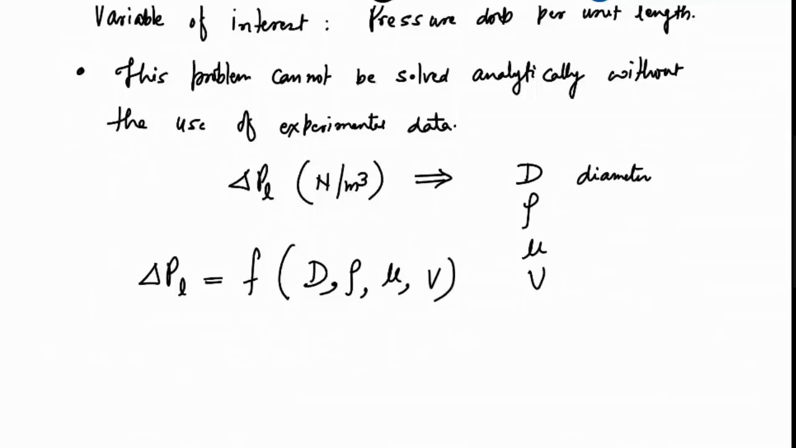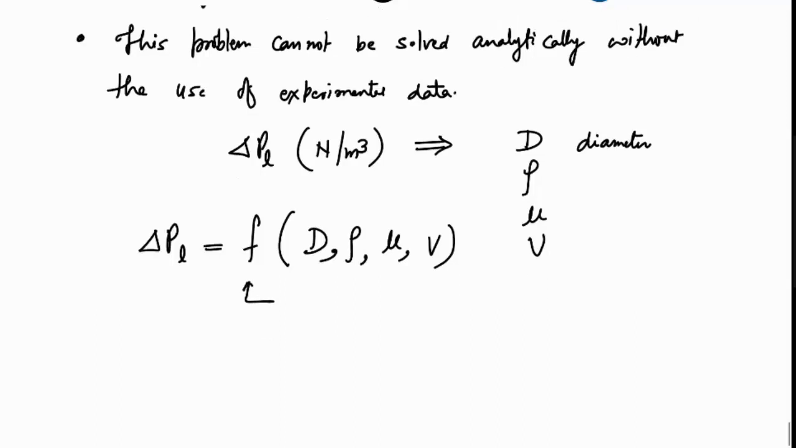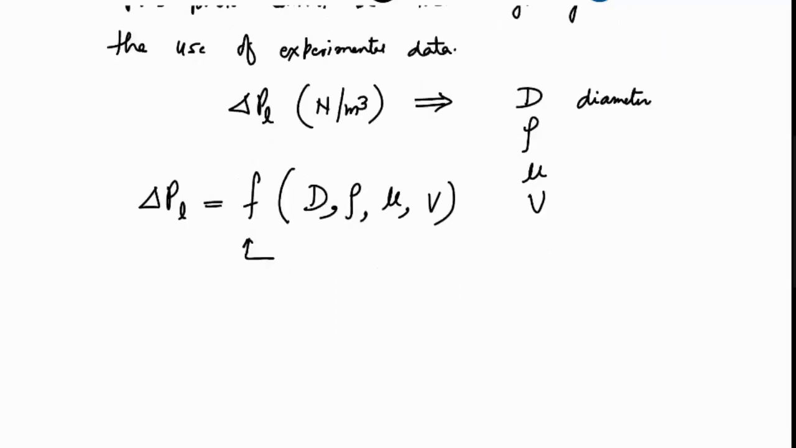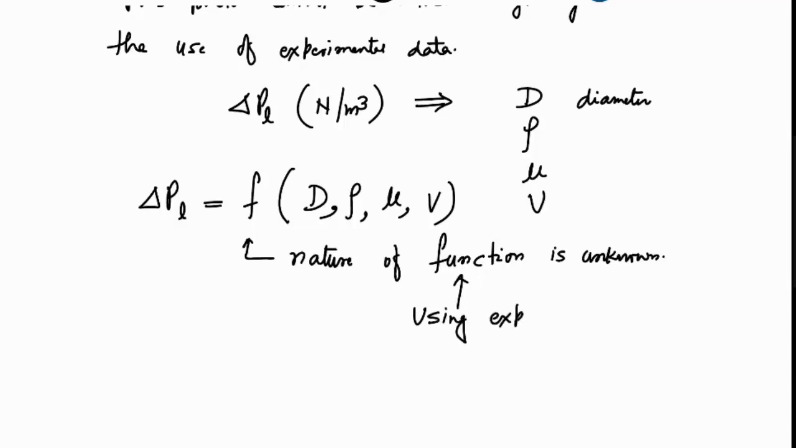And moreover, the nature of this function is unknown. So I don't know what kind of function it is. Now, I only guessed using some idea that this will depend upon these variables and there will be a function, but I don't know. How do I find this function? This can be found using experiment.